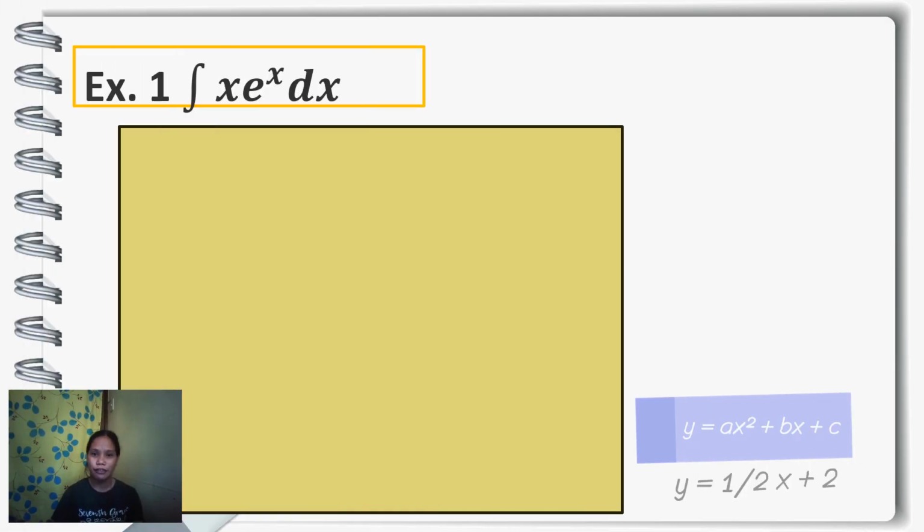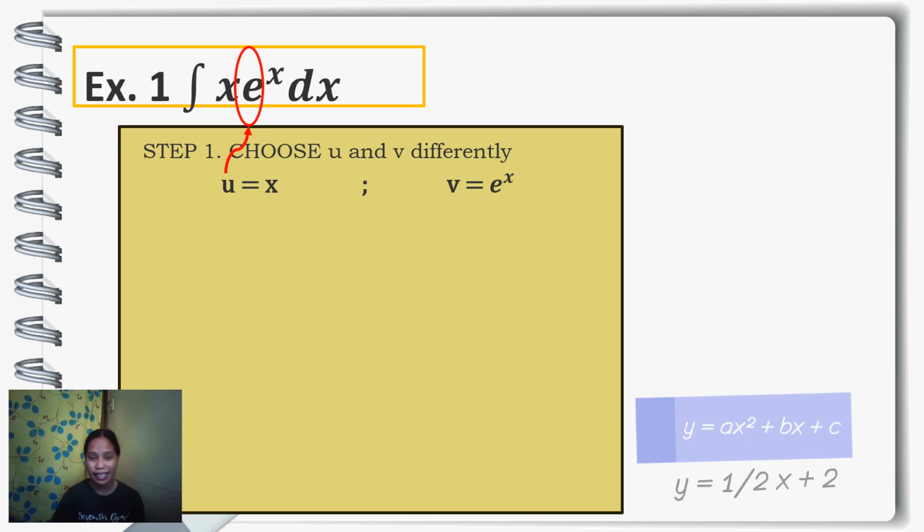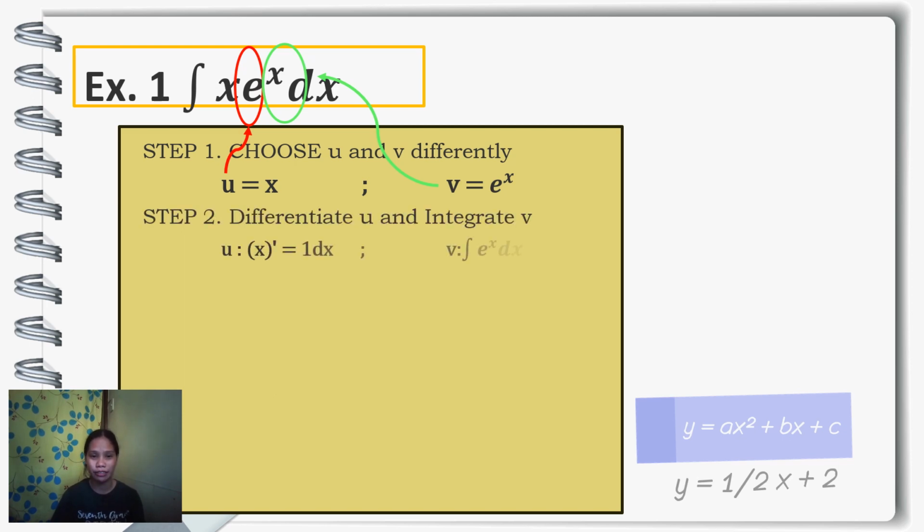So let's have our first example. Our first example is the integral of x e raised to x dx. Step 1, we should choose u and v differently. Our u is x, our v is e raised to x. Step 2, differentiate u and integrate v. The derivative of x is 1 dx, and the integral of e raised to x dx is e raised to x. So step 3 is we should put it together in the diagram.